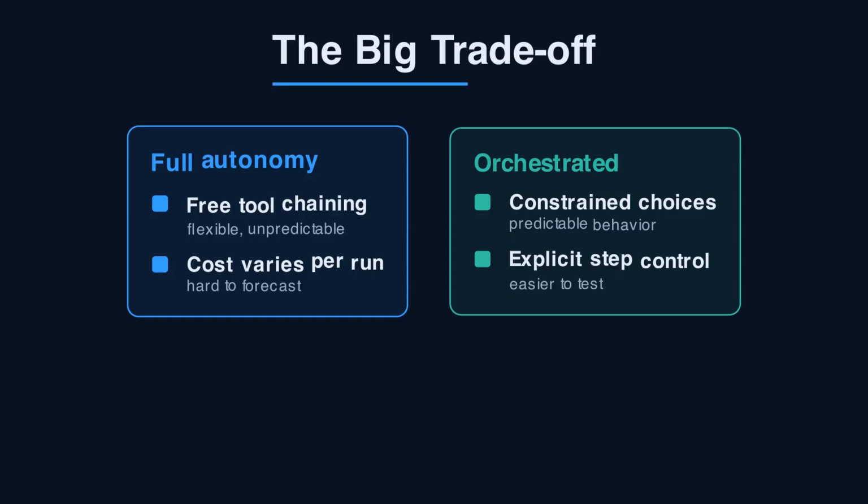My opinion: start constrained. Give the model fewer tools and tighter prompts. Measure. Then loosen autonomy only where it earns its keep. Observability is non-negotiable here, so wire up Application Insights and log every tool call and token count.